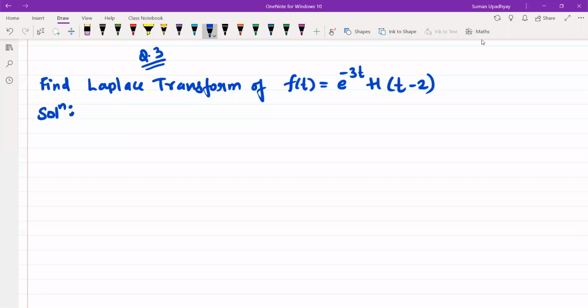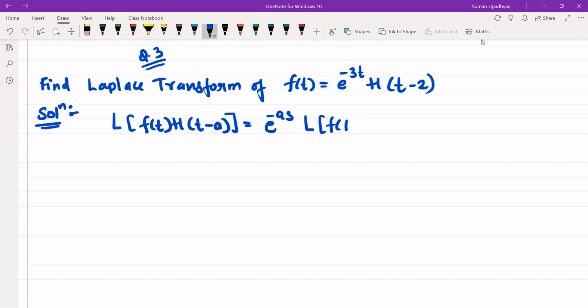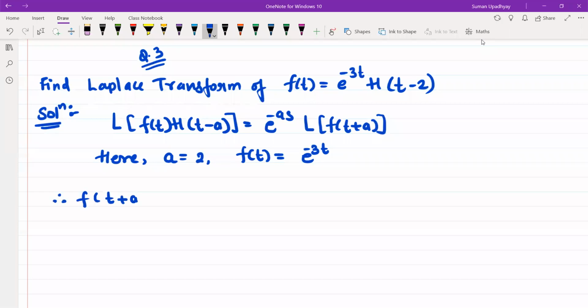Let us see the solution of this. So first thing you all told me it is of the form f of t h of t minus a. So what is its answer? It is e raised to minus as into Laplace of f of t plus a. Right, kids? Yes, ma'am. What is a over here? 2, correct. And what is f of t? e raised to minus 3t. Very good. But what do I have to find the Laplace of? f of t plus a.